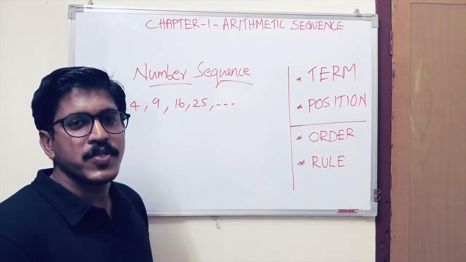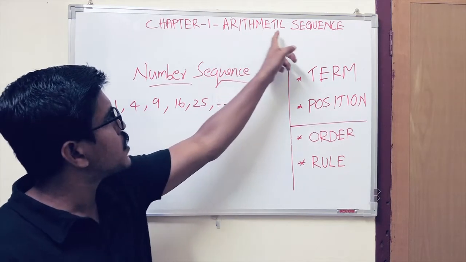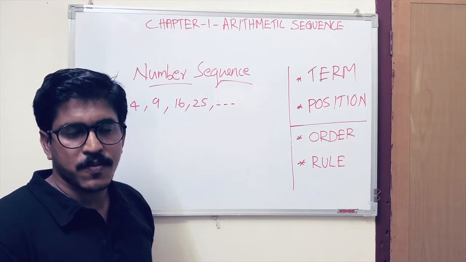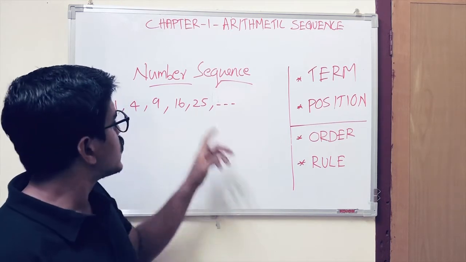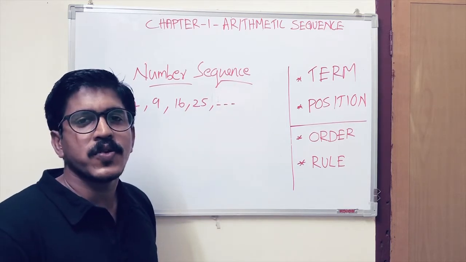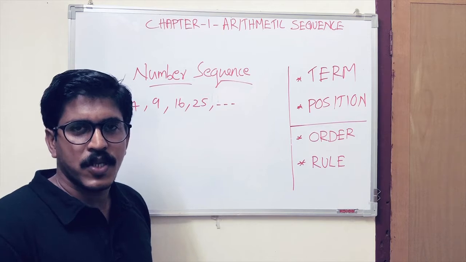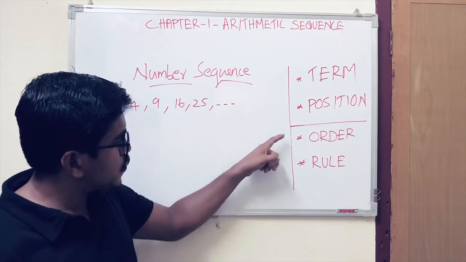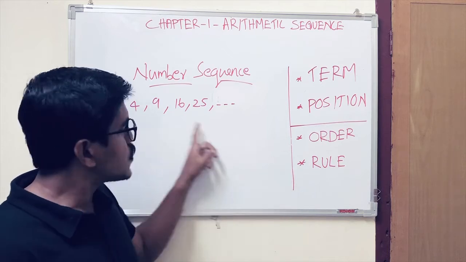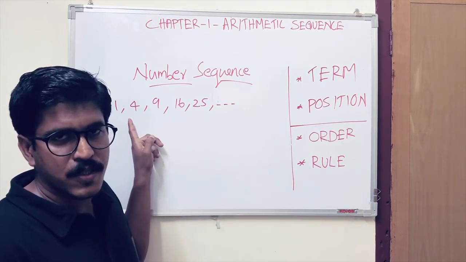Hi students, today we will discuss arithmetic sequence, which is mentioned in the 10th class SCERT textbook. We can start with the definition of number sequence. A number sequence is a set of numbers which are arranged in a specific order followed by some rule. Let us consider one set of numbers here.